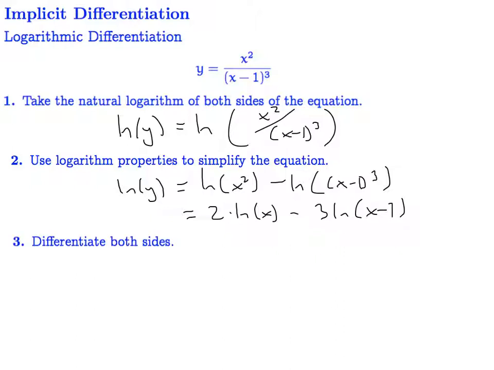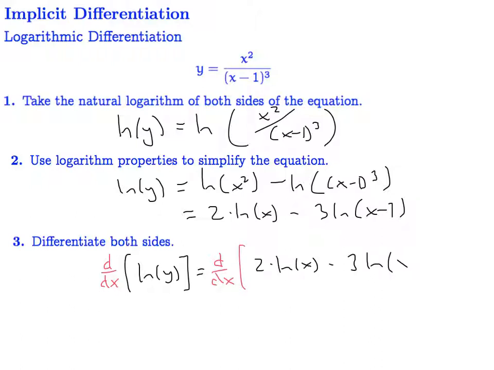And now finally we get to differentiate both sides. So on the left we're going to take the derivative with respect to x of the natural log of y, and on the right we're going to take the derivative of everything as well, 2 ln of x minus 3 ln of x minus 1. And what's nice about this is the derivative of the natural log of y, well, it's going to be 1 over, leave the insides alone, times the derivative of the inside, which is dy dx because of the chain theorem here. So this is our good chain theorem and implicit differentiation.